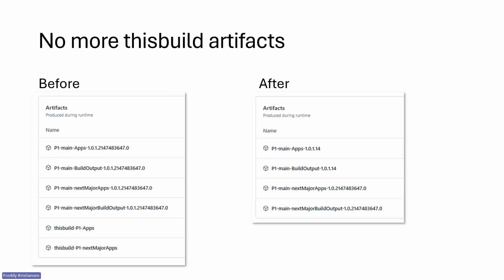Next one, no more this build artifacts. This build artifacts is something we've had from the very beginning. If you had multiple projects, we would create this build artifacts in order to use them when building the next project, in order to have dependencies resolved from a multi-project repository. This build artifacts lasted for 20 hours and was only used for the build process and not meant for public consumption.